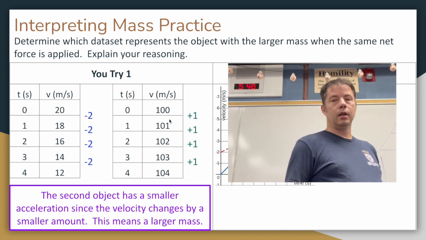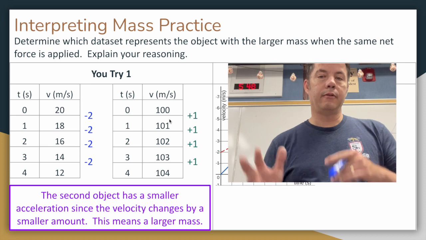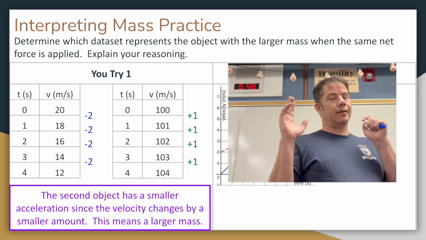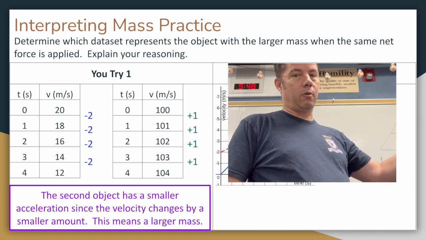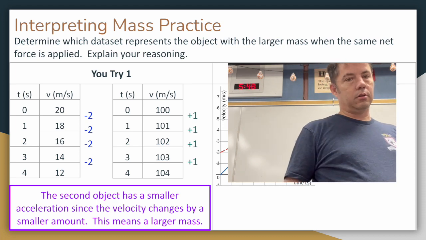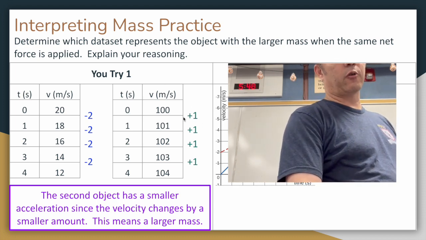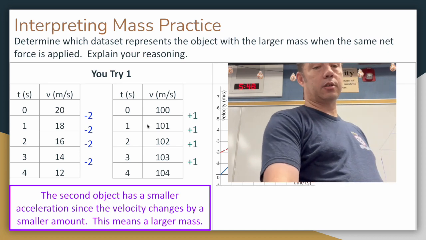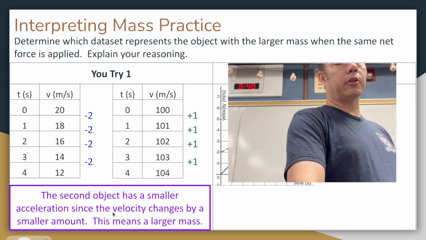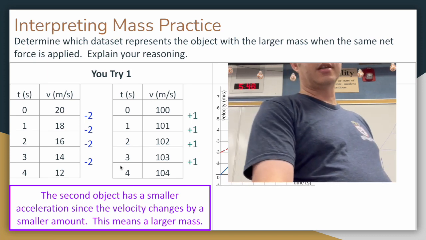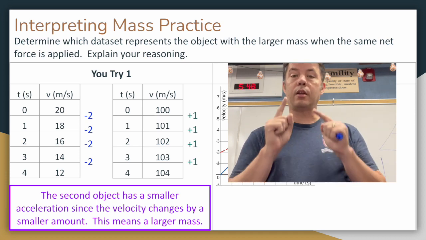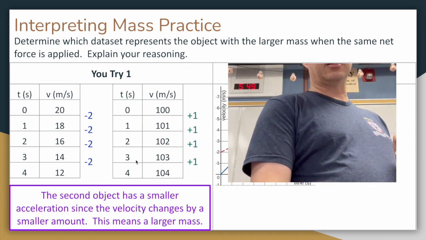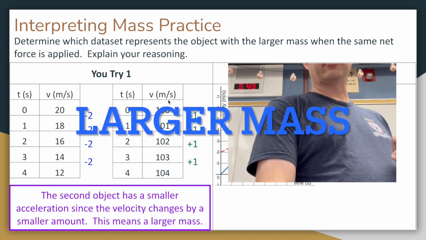Now, in math, we generally think of negatives as smaller numbers, but in physics, all the negative means is it's going that way. Positive means it's going that way. So, which one's actually smaller? The second graph has a smaller value, but it's going in a positive direction. Okay, so the second object has a smaller acceleration since the velocity changes by a smaller amount. So this object, assuming that the force does not change, this object is being pushed, has a mass.